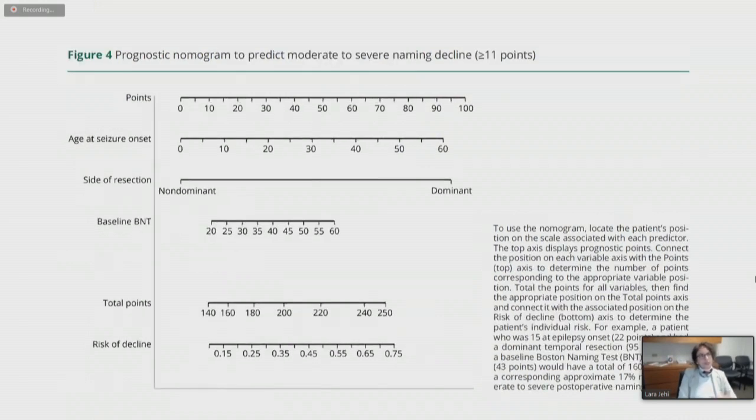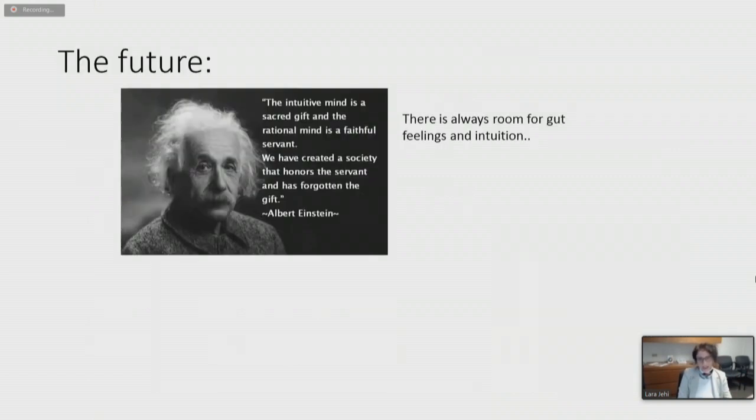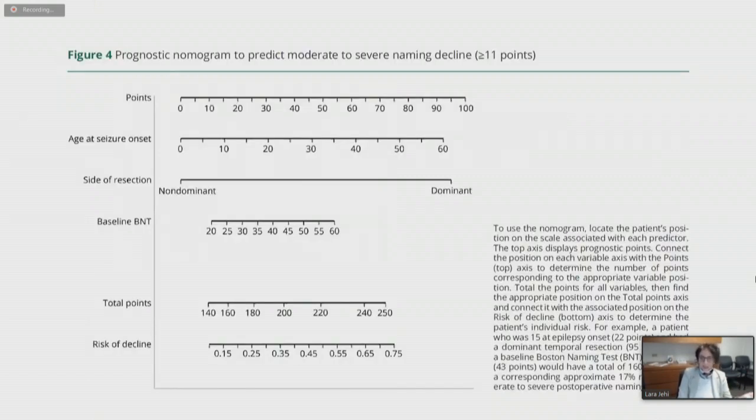And for that prediction, we looked at 2 outcomes. One was any naming decline, and one was just severe naming decline. We are building now one for memory decline as well as other cognitive outcomes.